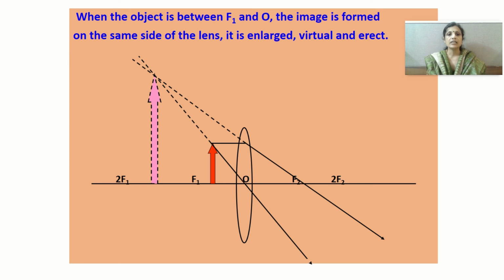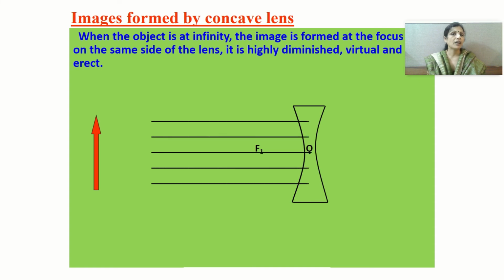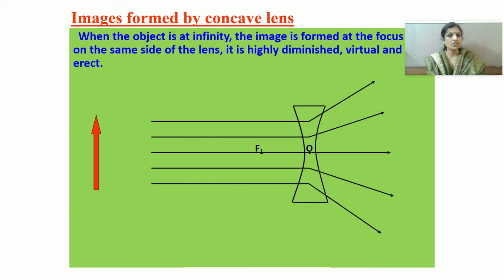Alright, next are the images formed by concave lens. When the object is placed at infinite distance, the rays of light appear to come parallel to each other. After refraction, these rays diverge, but it appears as if they are coming from the focus on the principal axis, and there is a place where the image is formed, which is highly diminished, virtual and erect.